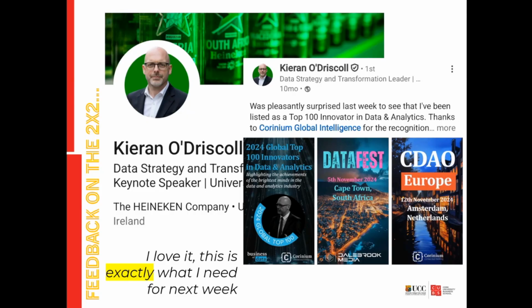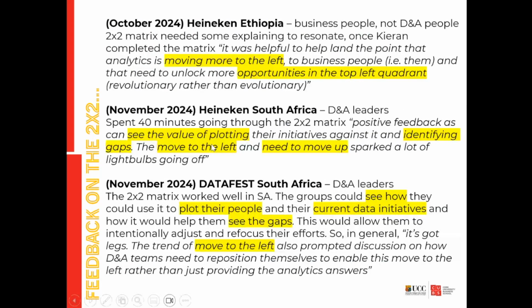Now, this is a person in practice taking something that was effectively a doodle that was now fleshed out using GPT, somewhat curated GPT, and he's saying it's exactly what he needs. Where he was going the following week was to a variety of different think tank sessions within Heineken itself, and also to a large data fest gathering in South Africa. So again, you can see the period of October, November 2024.